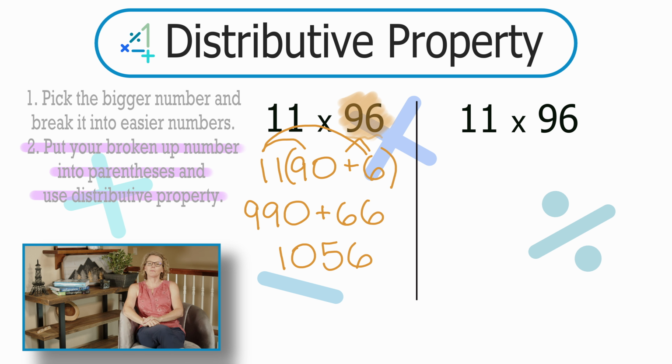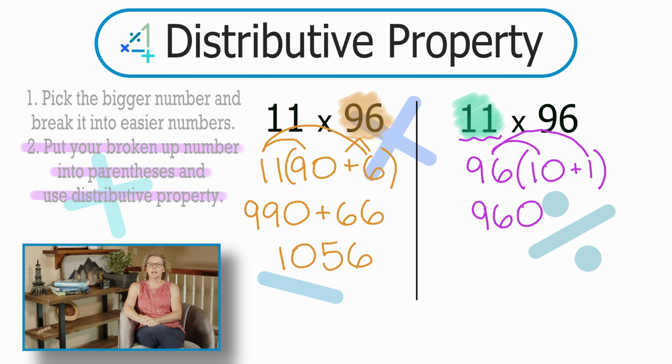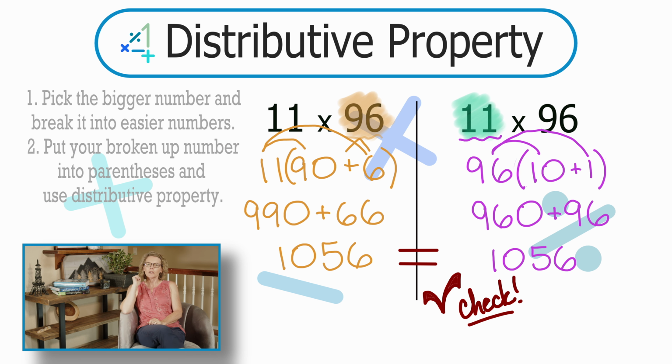This time we'll break up the 11. I love how easy these numbers turn out. 11 becomes 10 plus 1. 96 in the front. 10 plus 1 in parentheses. 96 times 10 is 960. 96 times 1, 96. 960 plus 96 equals 1,056 again. You get to decide which one of those was easier, but go ahead and practice some for fun.